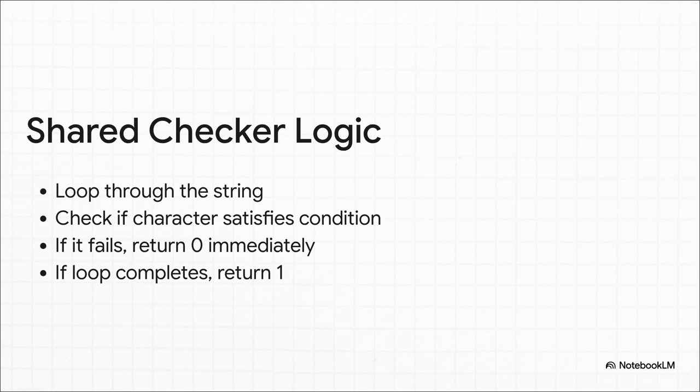Now, I'm going to give you a huge tip here to save you a ton of time. All 5 of these functions share the exact same logic and loop structure. You just set up a while loop to iterate over the string character by character. Inside the loop, you check a condition. If the character fails that condition, you immediately abort and return 0. If the loop finishes entirely without triggering a failure, you just return 1 at the end. Literally the only thing you change between these 5 exercises is the condition inside your if statement.